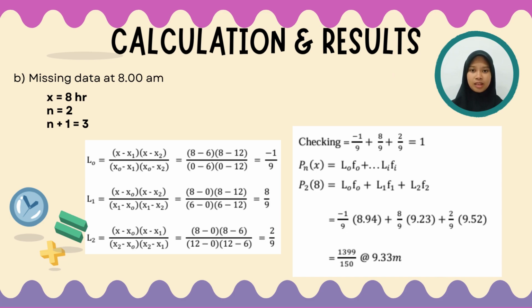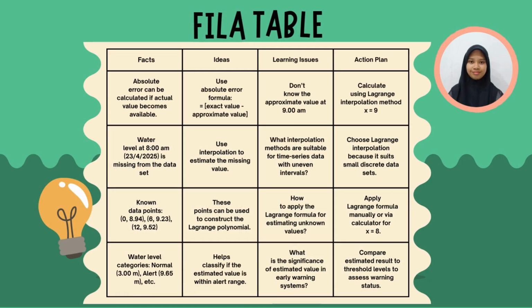For part B, we estimate the missing value at 8 a.m. again using Lagrange interpolation. This time, x equals 8. We calculate L0 equal to negative 1 per 9, L1 equal to 8 per 9, and L2 equal to 2 per 9. P2 of 8 equals negative 1 per 9 multiplied by 8.94, plus 8 per 9 multiplied by 9.32, plus 2 per 9 multiplied by 9.52, and the answer is 9.33 meters.